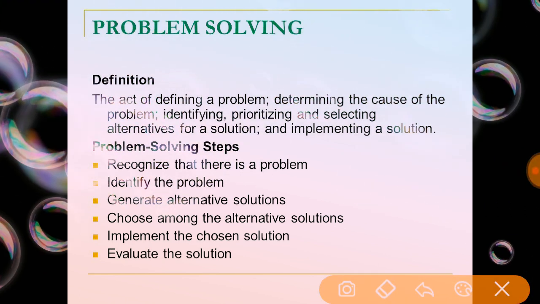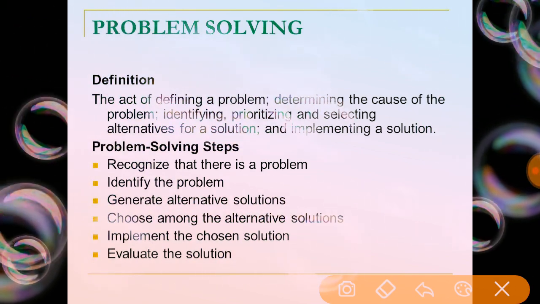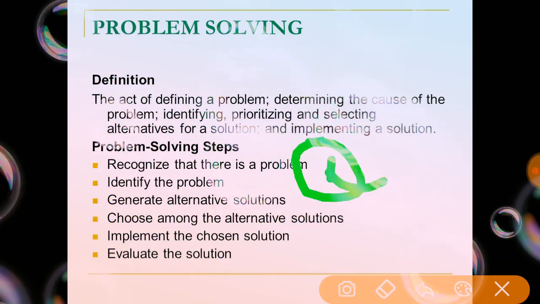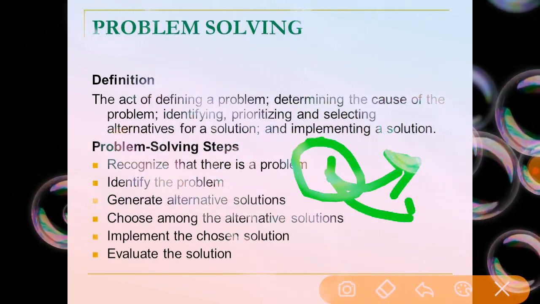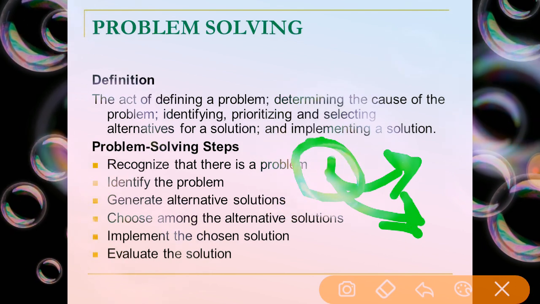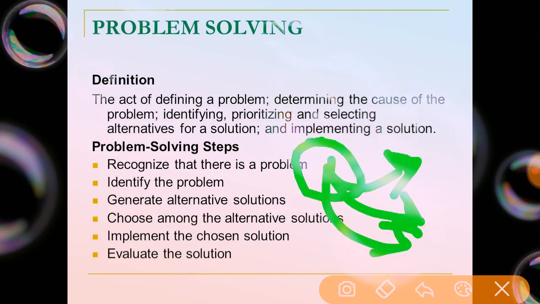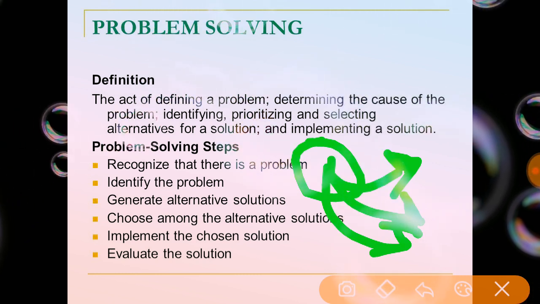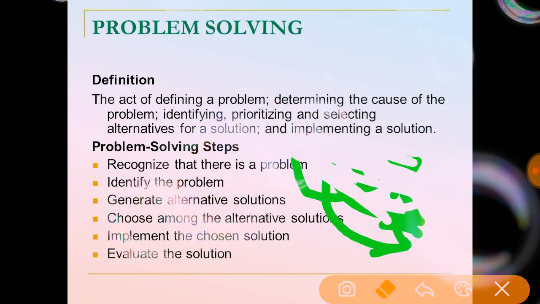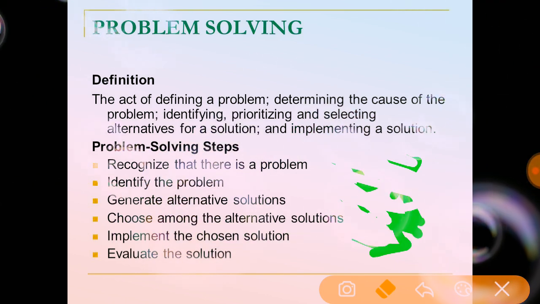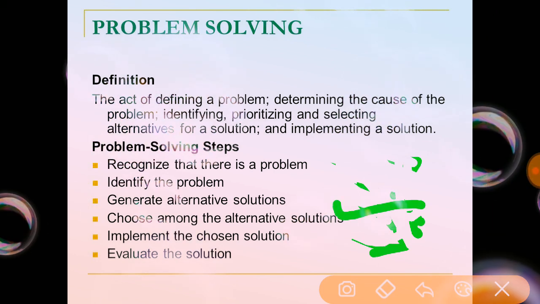Then after identifying, generating the alternative solution. If you have chosen one solution and it is not working out for the people or the community, then you have to choose one of the alternatives. If that is also not possible, then you have to choose another. So this is generating alternative solutions according to the conditions and the situations of the people or the community. Then the fourth one, choose among the alternative solutions.